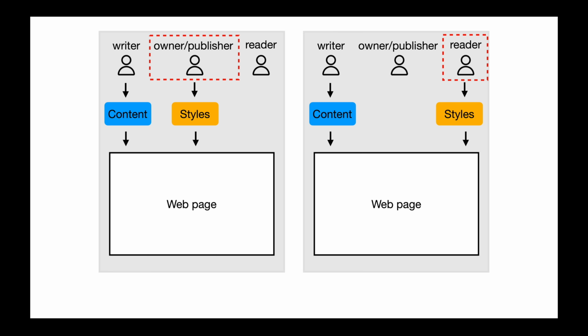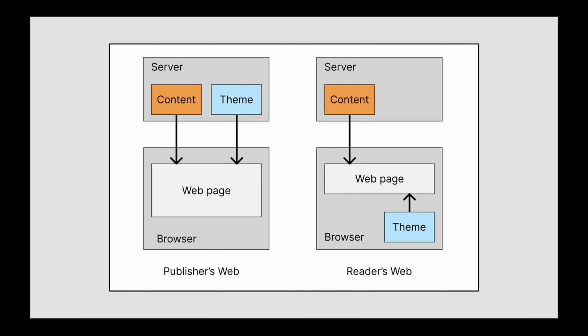In this case, the page would only have the content created by the writer, and we can give the two models their names based on who provides the styles. So, all regular HTML pages belong to the publisher's web, and the web pages of the new type will form what I call the reader's web. Technically, it looks like this. Usually, a theme is provided by the server, but on the reader's web, the theme is built into the browser, and the user can change it.